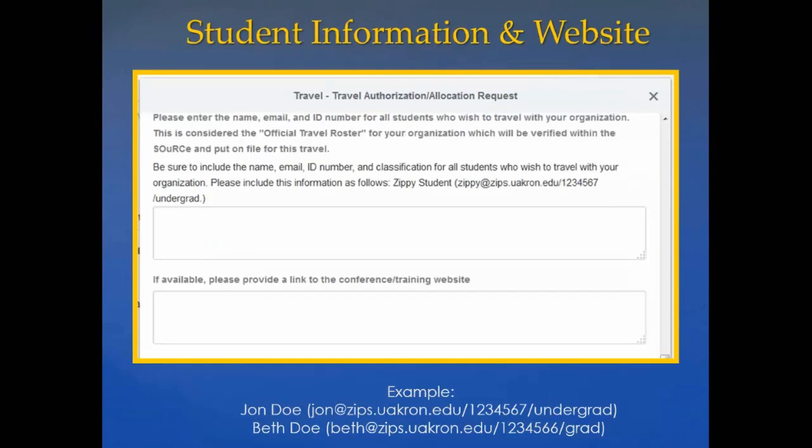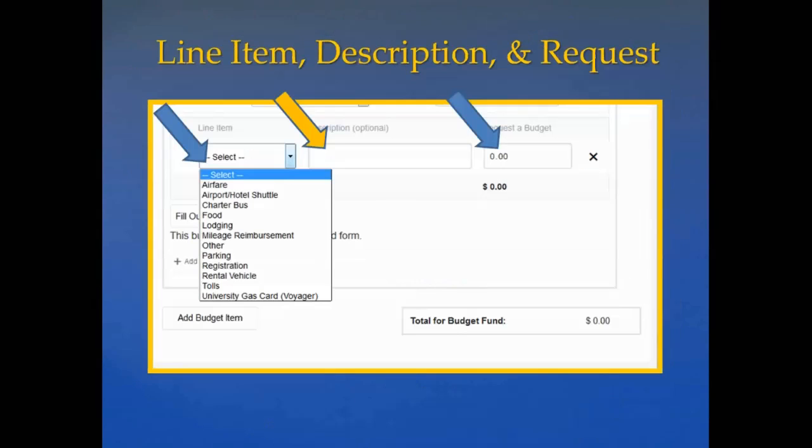Be sure to include the proper information for all individuals traveling in the proper format shown, with the student name, email, student ID number, and schooling level. These students will be checked later for good standing by the source graduate assistant to ensure they are able to travel. You may also provide a link to a website with more information on where you are traveling. You will then select the green Done button to continue the request.